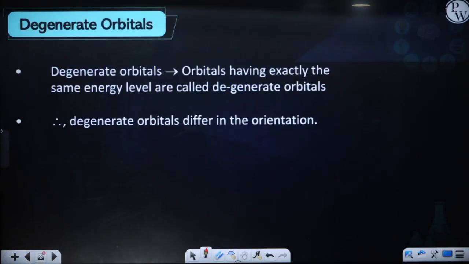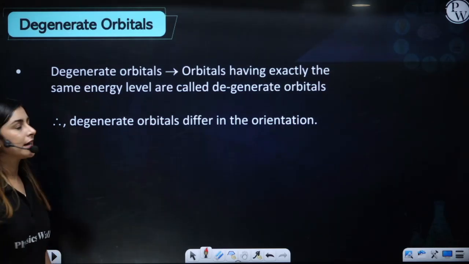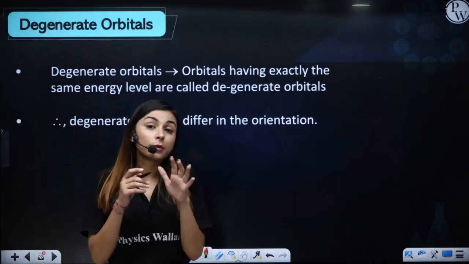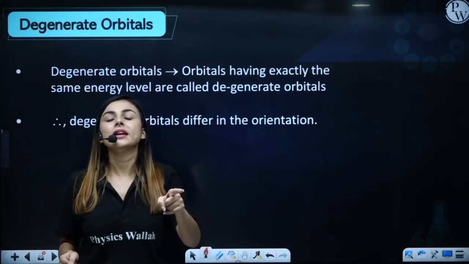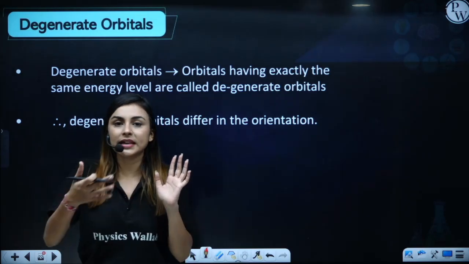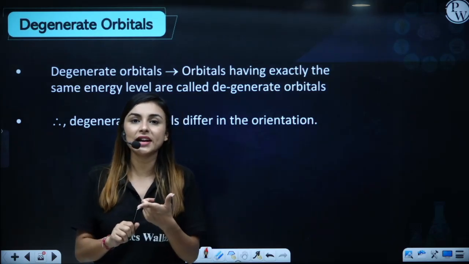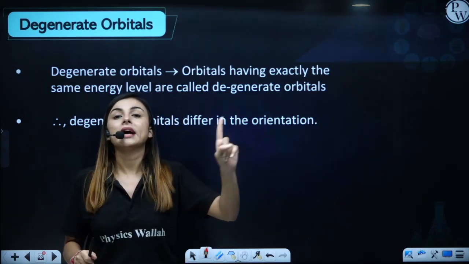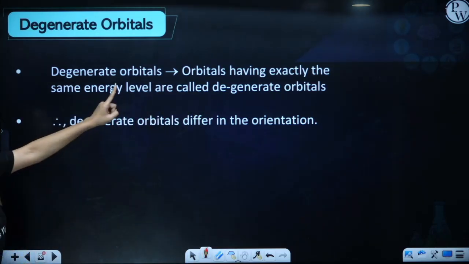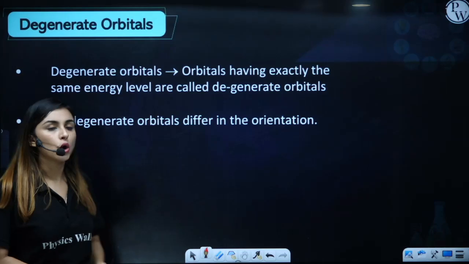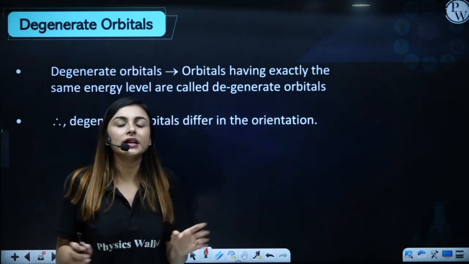Now let's move forward. Next, my dear students, are degenerate orbitals. What are degenerate orbitals? The orbitals which have equal energy. This means that they will have the same n plus l value, and the same n value as well. Such orbitals which have both equal, n plus l value and also n value, will be called degenerate orbitals. Degenerate orbitals are the orbitals having exactly the same energy levels. Degenerate orbitals differ only in the orientation.